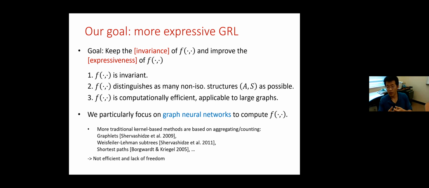And the counting procedure is not parameterized, and therefore loses some freedom to fit the data. But we just focus on the graph neural network to compute this graph representation learning, which could be very efficient and has the freedom to fit the data.